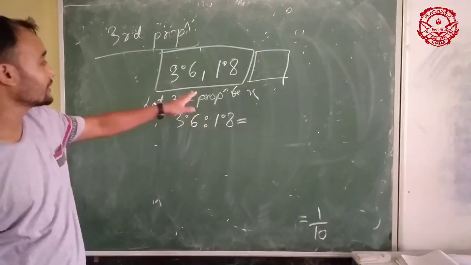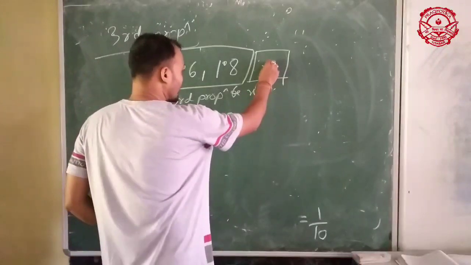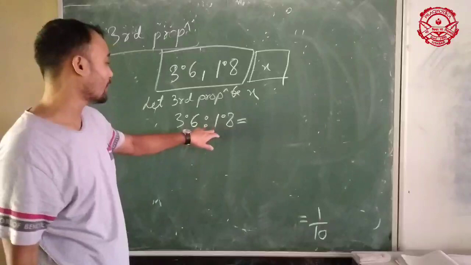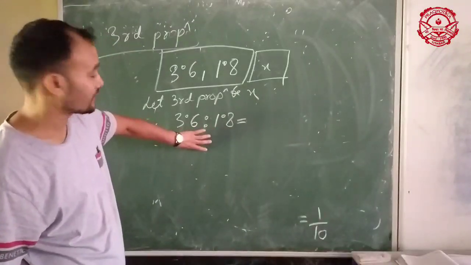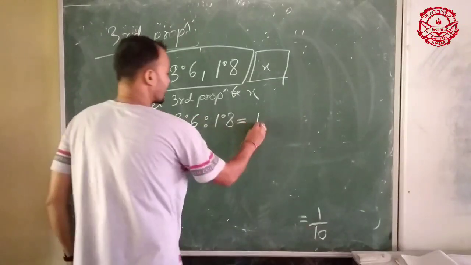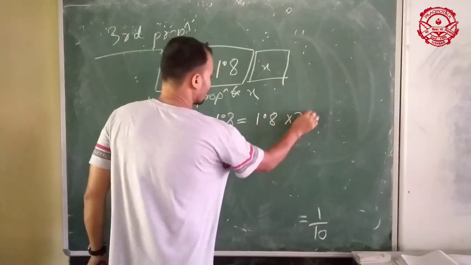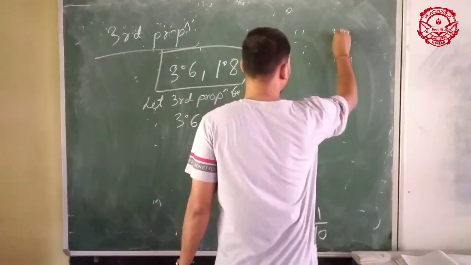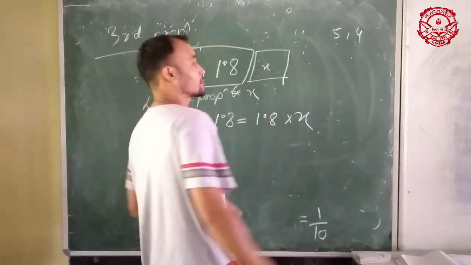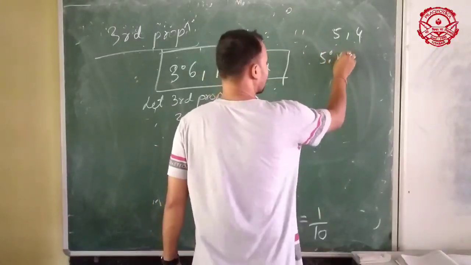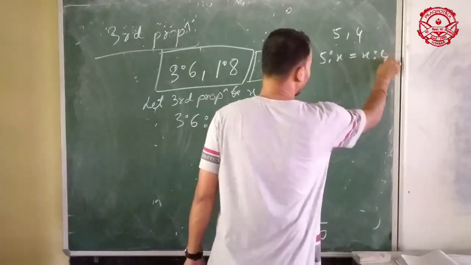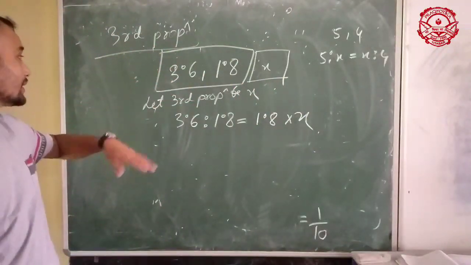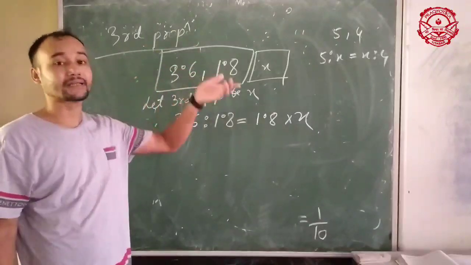In case of third proportion, in order to make this a continued proportion, the middle term has to get continued. That is, 1.8 must be a factor in both the ratios, here and here. This is the process of finding the third proportion. In case of mean, how do we find it? Suppose 5 and 4 are given. We need to find the mean proportion. That is 5 is to x equal to x is to 4. This is the way of finding mean proportion. But this is the way of finding the third proportion. Don't get confused. In third proportion, the second term is going to get continued.